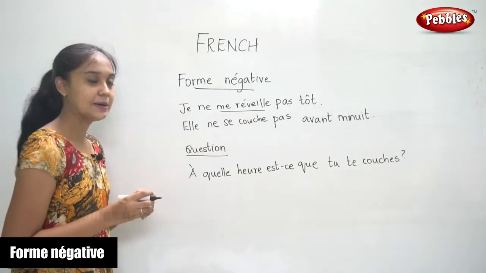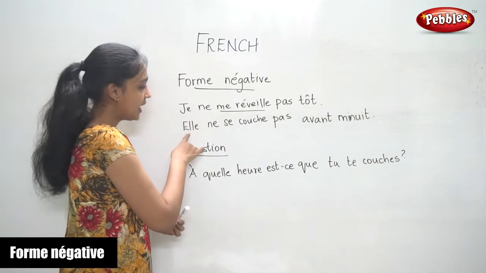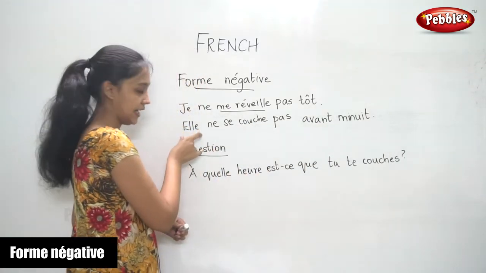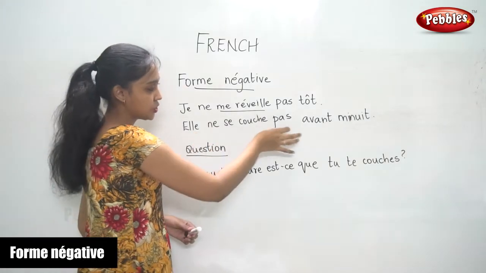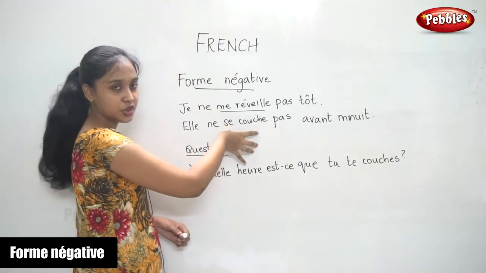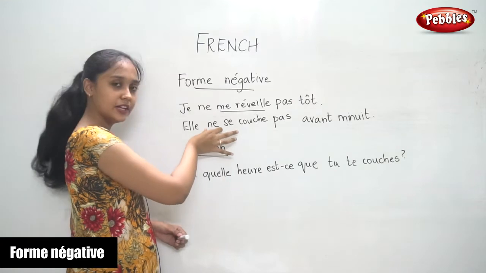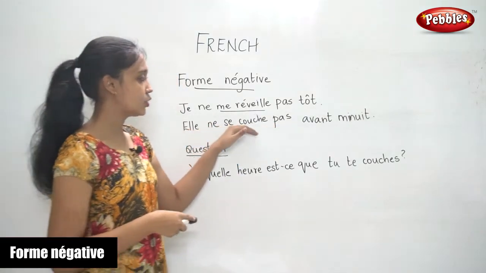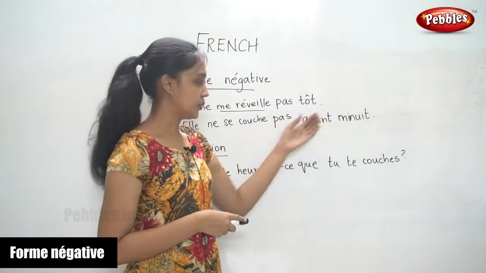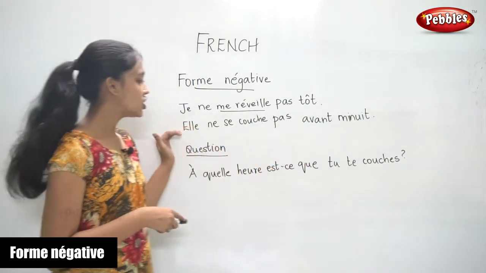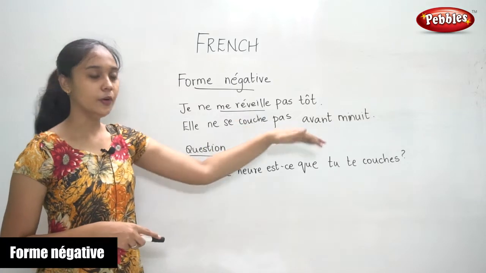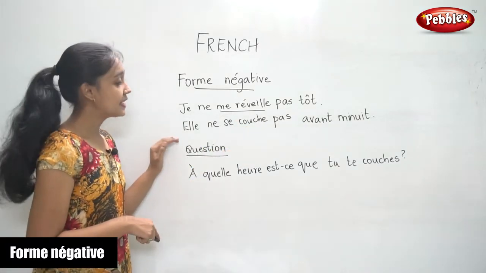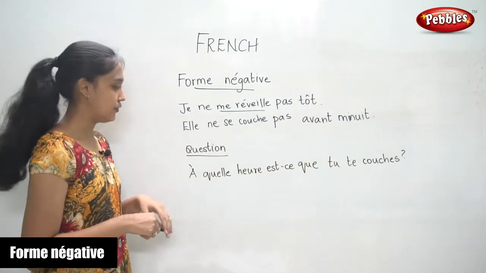The next example is elle ne se couchait pas avant minuit. Elle ne se couchait pas. So, se coucher is the verb. We have ne before it and pas after it. Elle ne se couchait pas avant minuit. Before midnight. She does not sleep before midnight. So, that is how we write the reflexive verbs in the negative form.